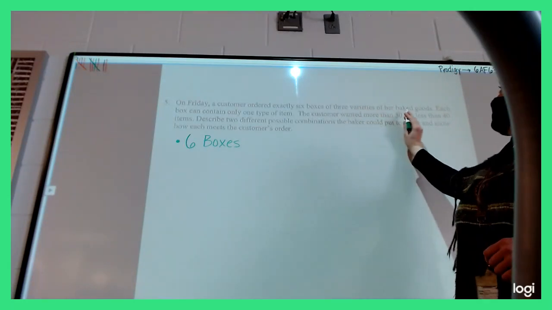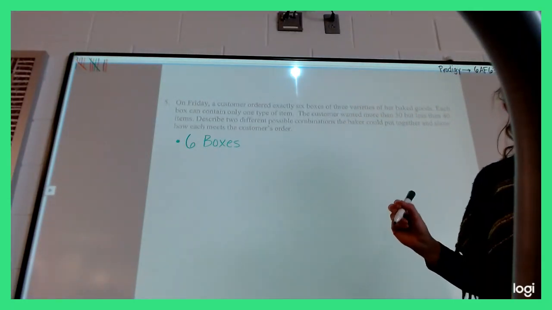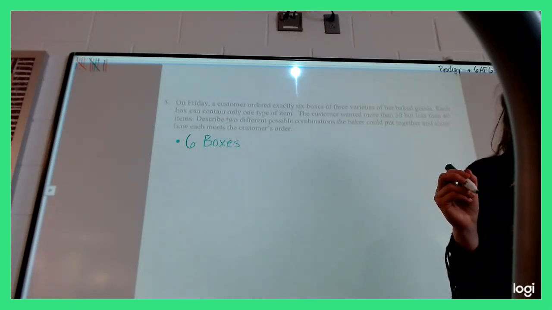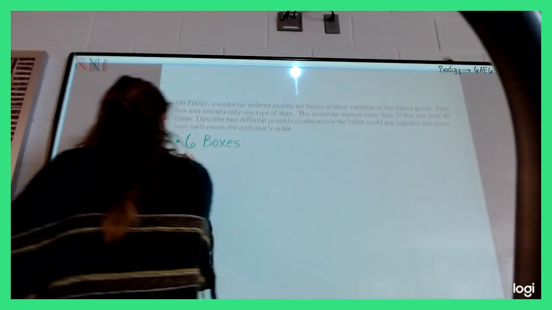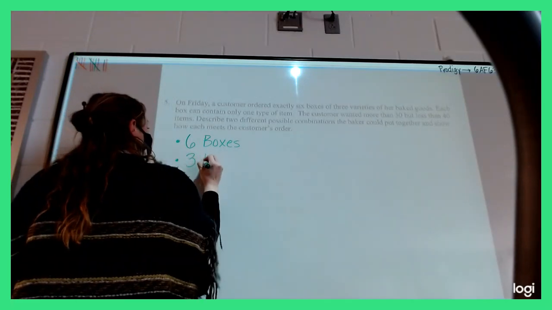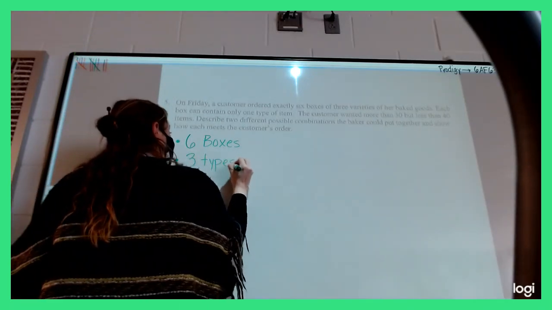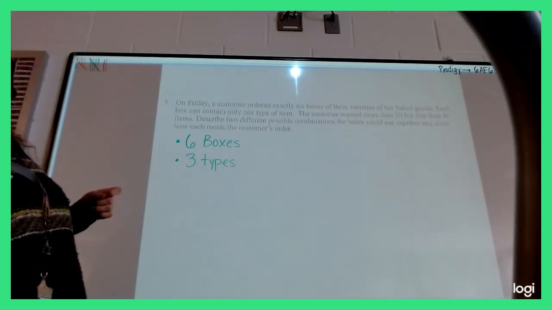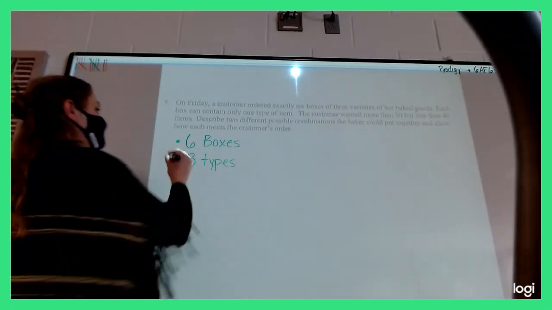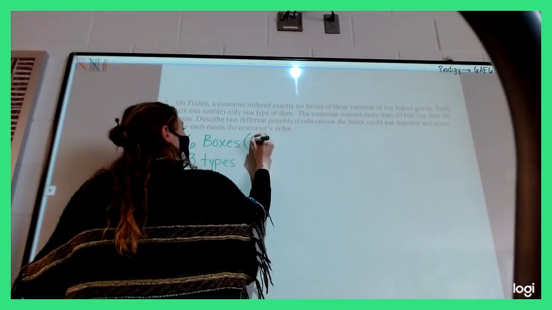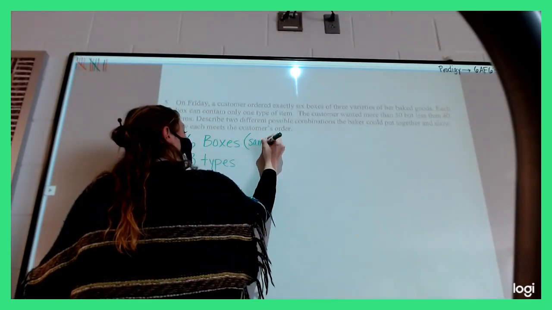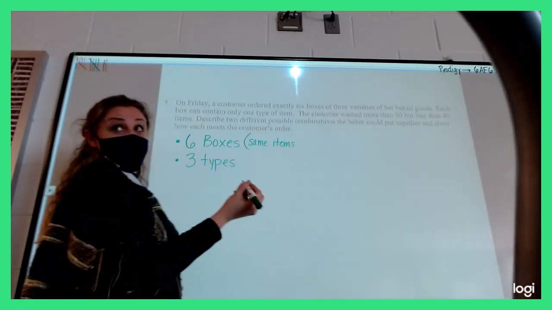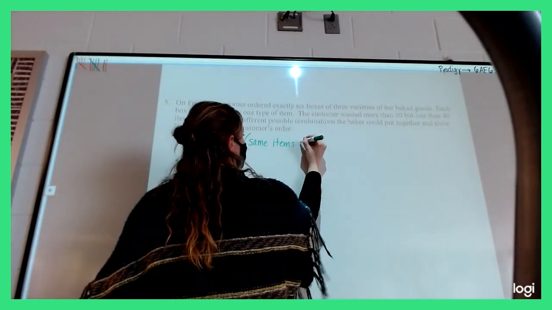3 varieties of baked goods. How many varieties did we have on the front, Noah? 4. So we can only use 3. We can't use all 4. So I'm just going to say 3 types. I can't use 4. And then it says each box can only contain 1 type of item. So 6 boxes, same items in each. That means I can't split it like half muffins, half donuts. We have to keep them the same. Same items in each.